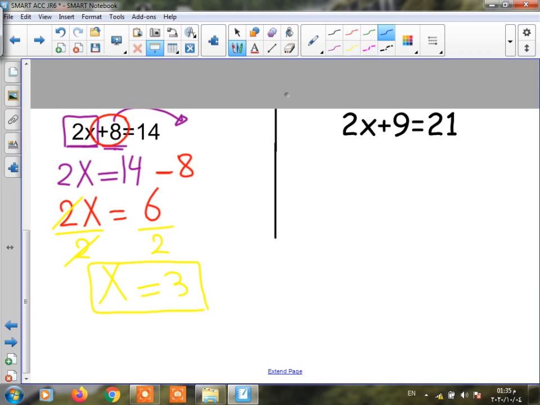The next one, I have here 2x plus 9 equals 21. And I want to get the value of the unknown, which here is x. So the number beside x is plus 9. Get plus 9 out by a different sign.